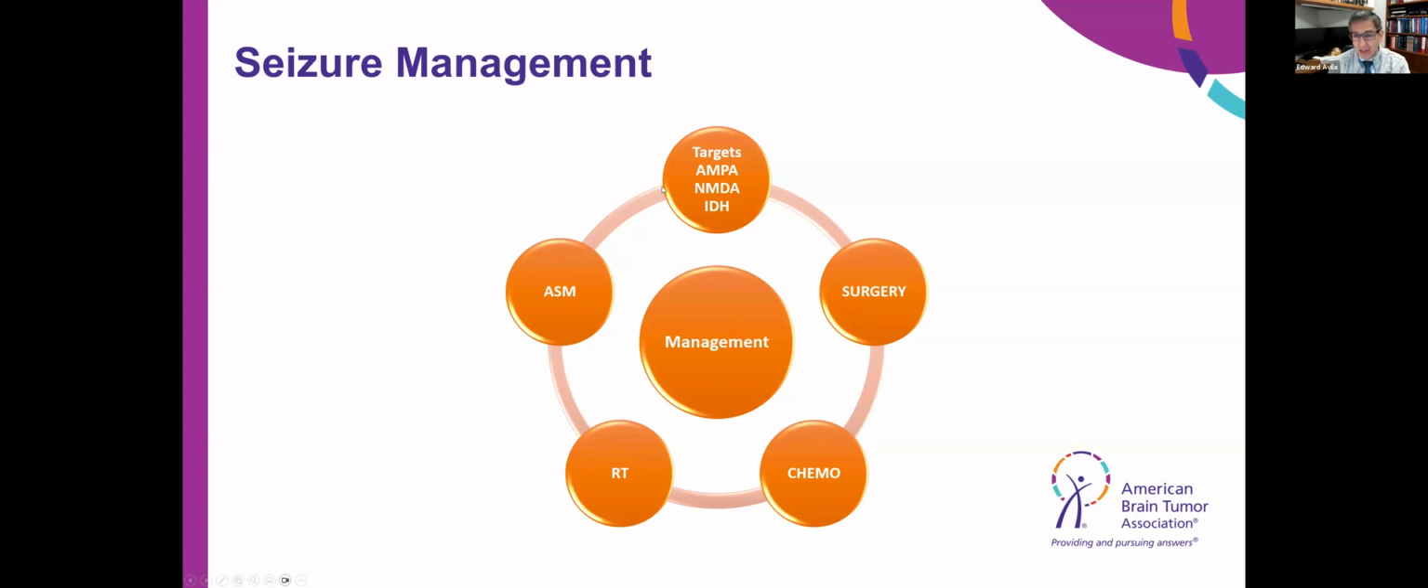And then more recently, I'd say in the last decade or so, they have identified different targets on brain tumors, molecular targets that there are drugs available for now that may have some use in anti-neoplastic or anti-cancer, and ideally anti-seizure.